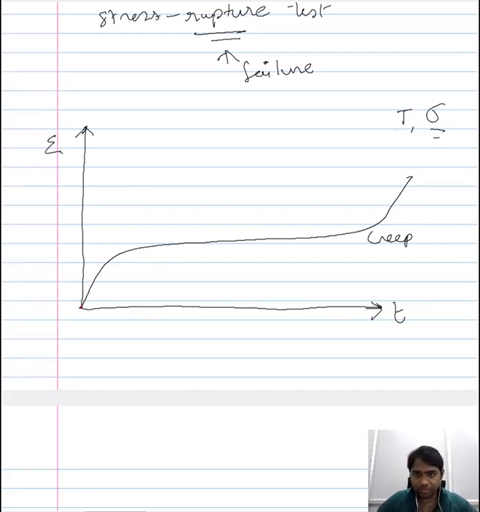So let me replot it. You would have your instantaneous creep followed by your transient creep, but the minimal creep that should characterize your steady state condition is significantly increased. The minimal creep rate that should characterize your steady state condition significantly increases with respect to the stress.